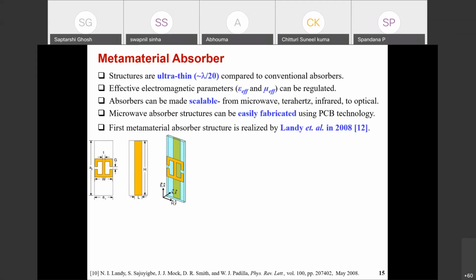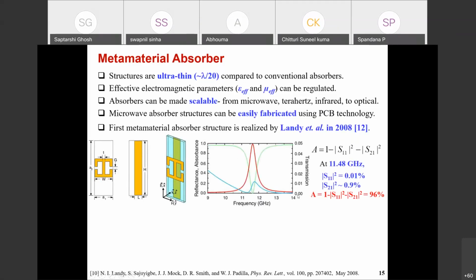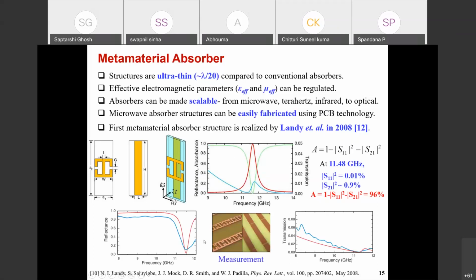the bottom surface, and these two geometries were simultaneously optimized to reduce the reflection and the transmission coefficient at the same time. So when we reduce the reflection and transmission coefficient simultaneously, absorption is obtained at maximum at 11.48 meters. The structure was not only simulated, it was also experimentally verified. But the problem is that we need to minimize both the reflection and the transmission coefficient.